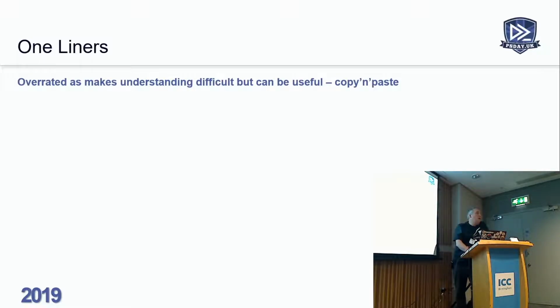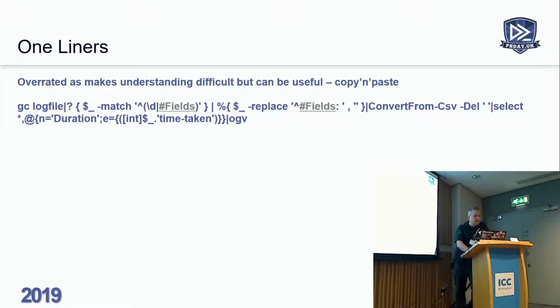I personally don't like one-liners, particularly in scripts, because they just make it very hard to understand. Sometimes they can be very efficient, but they can also be very difficult to understand. So that's the one that I actually used to produce the IIS log. It does a bit of in-place property creation to take the time taken from a text field and put it into an int.